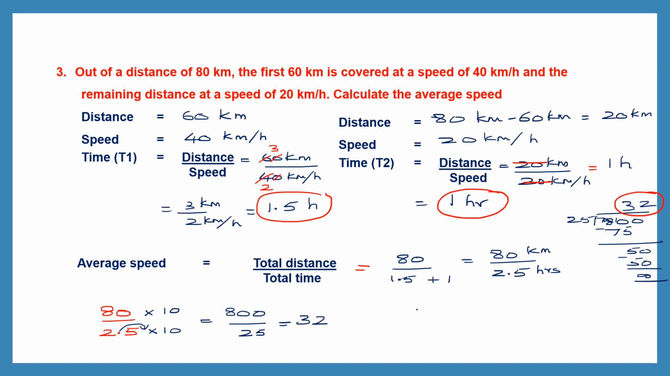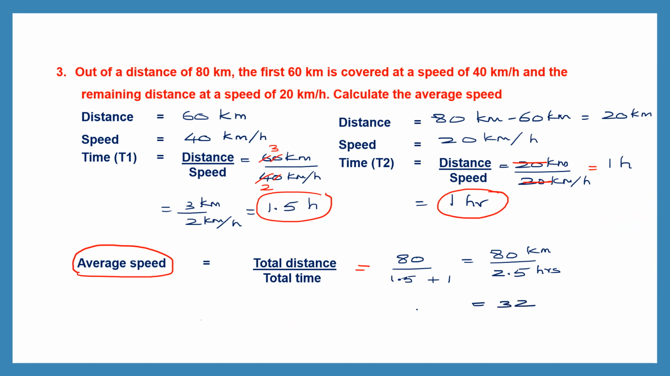So what have we found here? We have found the average speed. That is what we are finding out, isn't it? We found the average speed to be 32. And what is the unit for speed? Kilometer per hour. So 32 kilometers per hour. This is our final answer. We've been asked to find the average speed and we found the average speed to be 32 kilometers per hour.